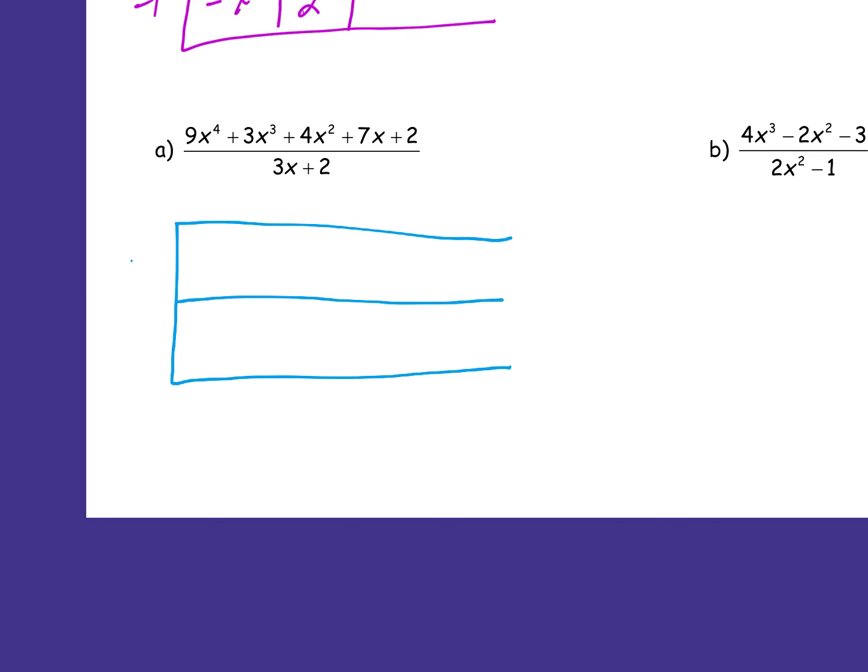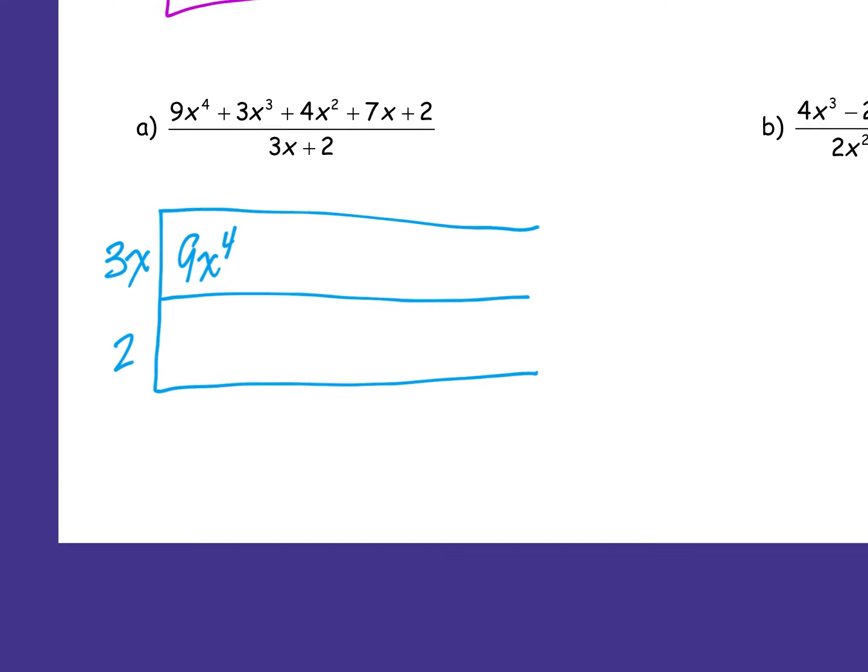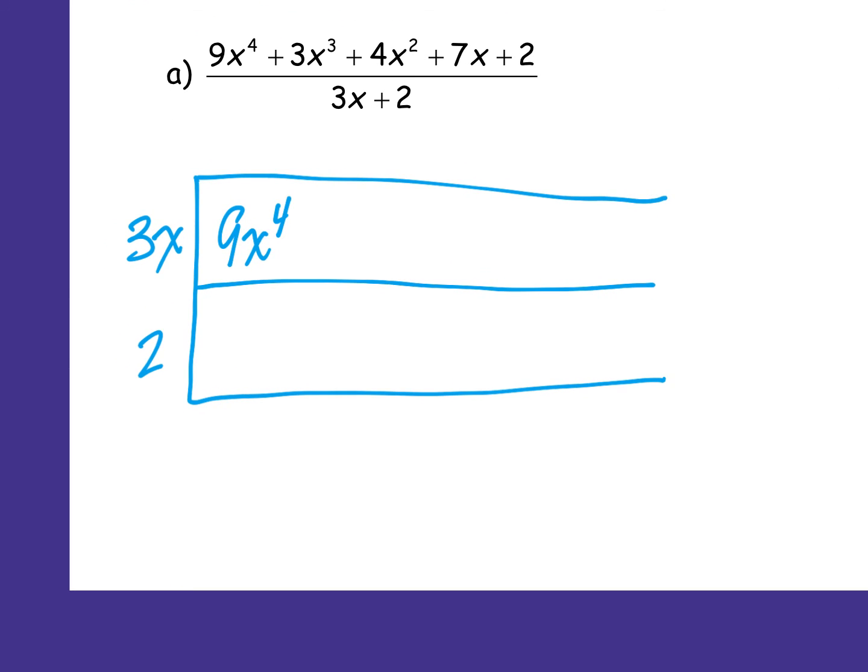So we've got 3x plus 2 and 9x to the 4th. Make this big. So what do I multiply 3x by to get 9x to the 4th? 3x cubed. Good. And 3x cubed times 2 is 6x cubed. And what do I add to 6x cubed to get 3x cubed? Very good. Negative 3x cubed.